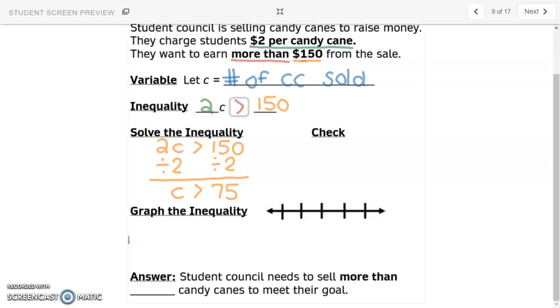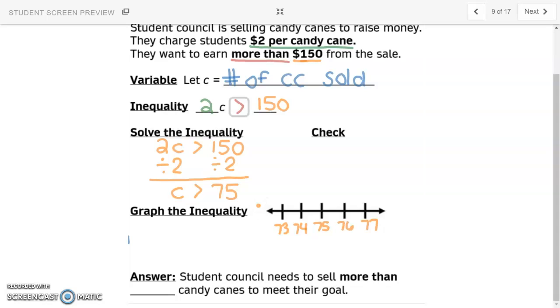All that means is we need to sell more than 75 candy canes in order to make this work. So again, if they say graph the inequality and give you a blank number line, just start putting your numbers on. So we know 75 is the one that we're going to need to actually put the dot with. So usually put that in the middle. Then maybe make this 74, 73, 76, and 77, right? You're just doing a little chunk of the number line.